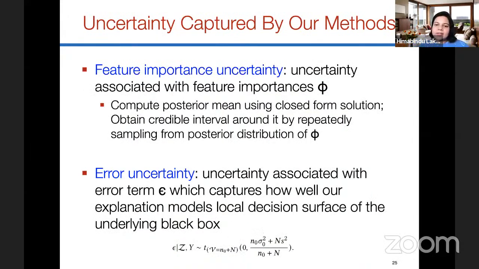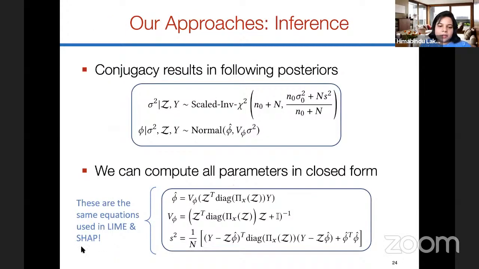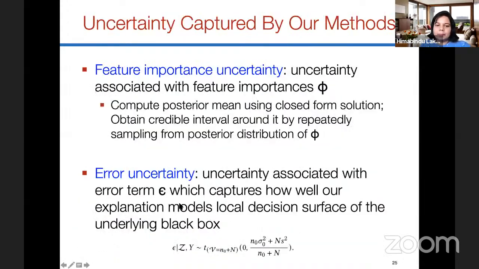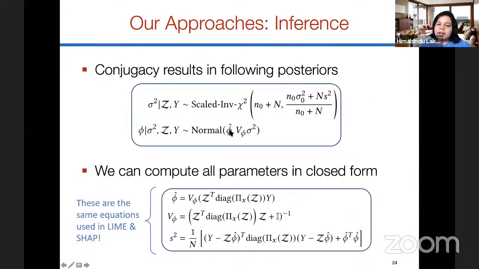Okay, so there are two kinds of uncertainty captured by our methods. One is feature importance uncertainty, where we are capturing the ambiguity or uncertainty associated with the feature importances phi, right? And how do we obtain this? We can compute the posterior mean using the closed form solution. So there is this equation from which you can compute the posterior mean, and you can also obtain a credible interval around it by repeatedly sampling from the posterior distribution of phi, right? So you have this mean here, plug this mean in here, and then repeatedly sample this distribution in order to get this kind of an interval around the mean feature importance.